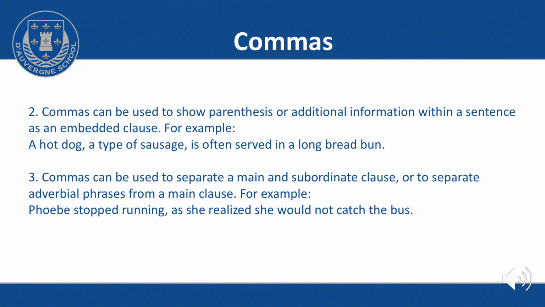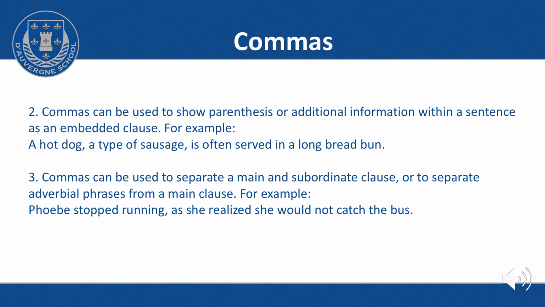Commas can also be used as an alternative to brackets to show parenthesis or additional information within a sentence as an embedded clause. For example, a hot dog, a type of sausage, is often served in a long bread bun. If the embedded clause was removed, the part in between the commas, so the "a type of sausage", the sentence would still make sense because it would read, a hot dog is often served in a long bread bun.